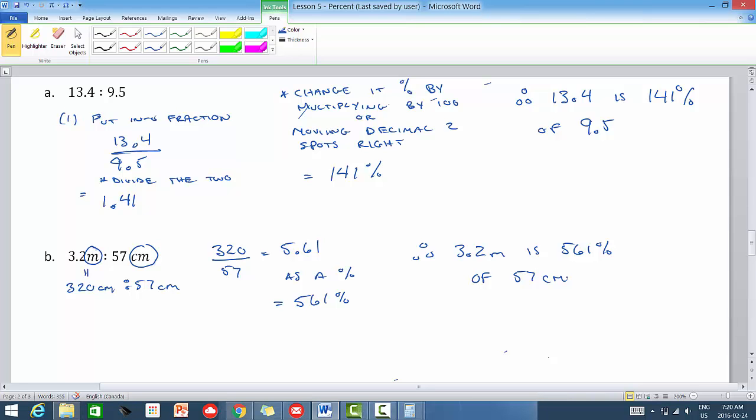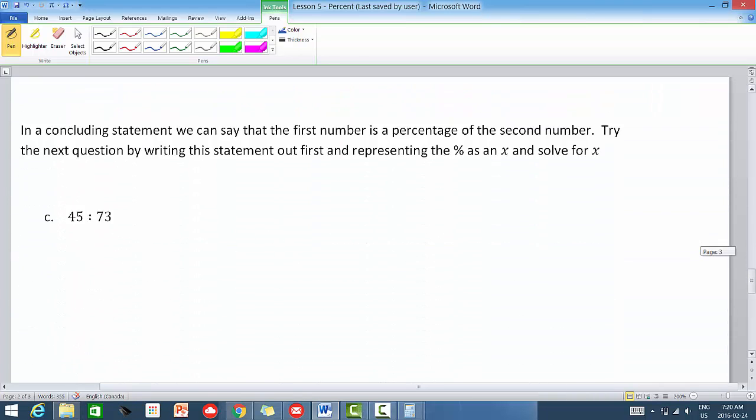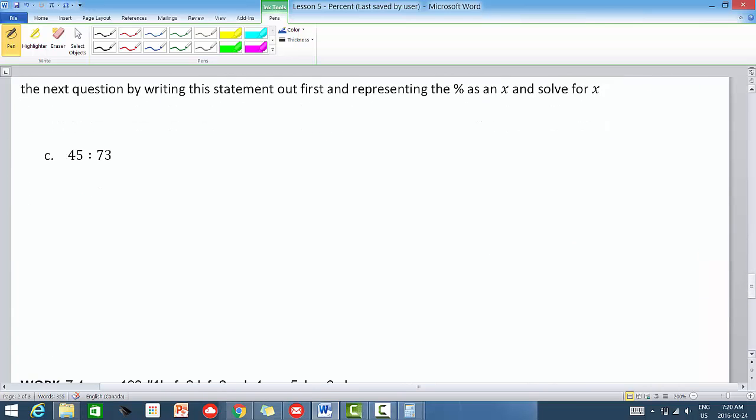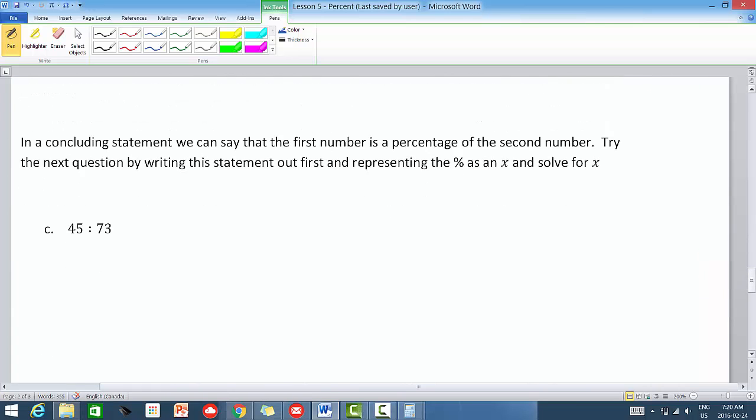Okay, and just finishing off here down at the bottom. In a concluding statement, we can say that the first number is a percentage of the second number. So try the next question by writing the statement out first and representing the percentage as an x and solve for x. So what we've done already is basically what this question is asking. Okay, so writing one as a percentage of the other.